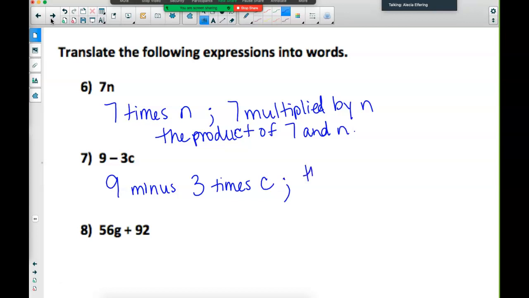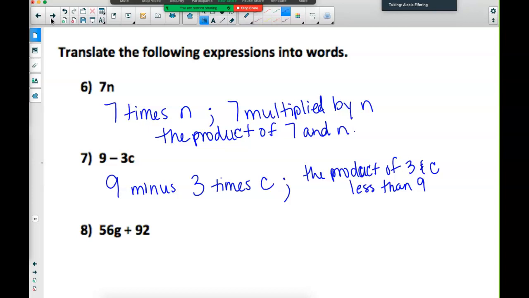So you could say the product of 3 and c less than 9. So that's another way we can say that.